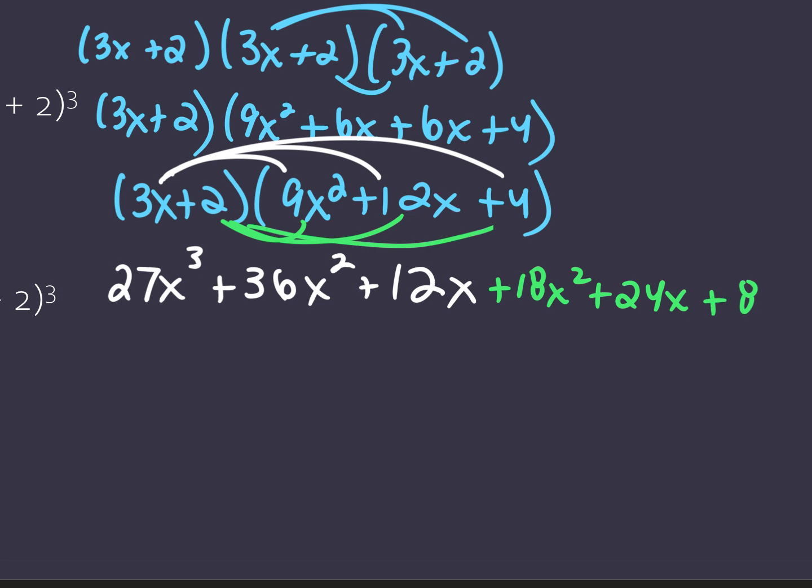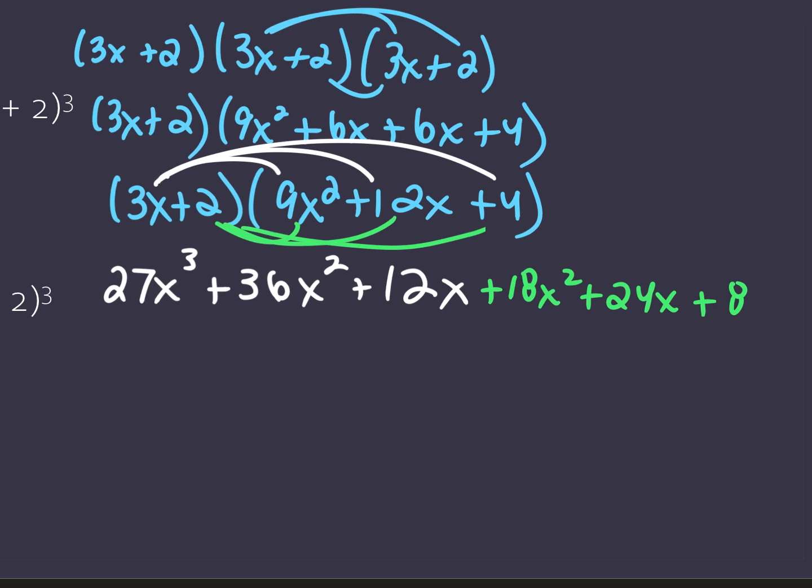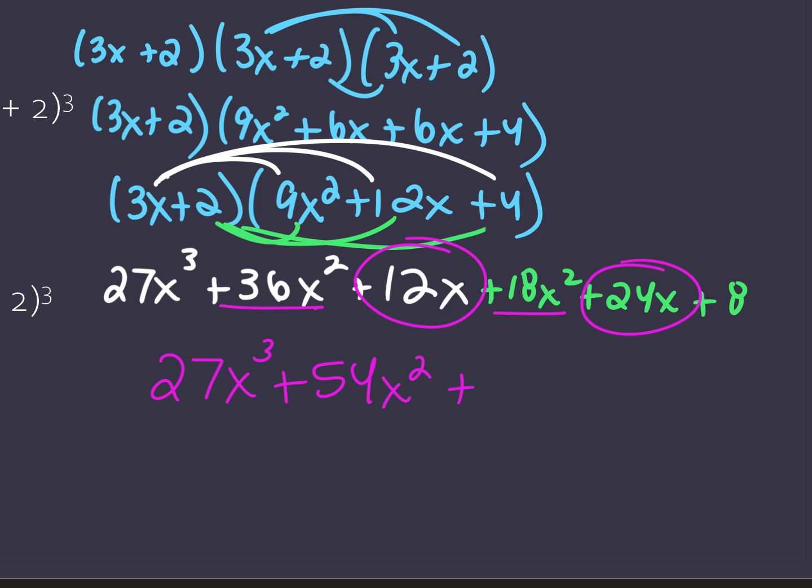And then what do we do with this mess? Combine like terms, right? What's my highest exponent I see? Okay, so I have 27x cubed. Nothing else has an x cubed, so I'm just going to rewrite it. Then I have a 36x squared and an 18x squared, gives me 54x squared. 12x and a 24x, 36x. And little 8, right? Plus 8.